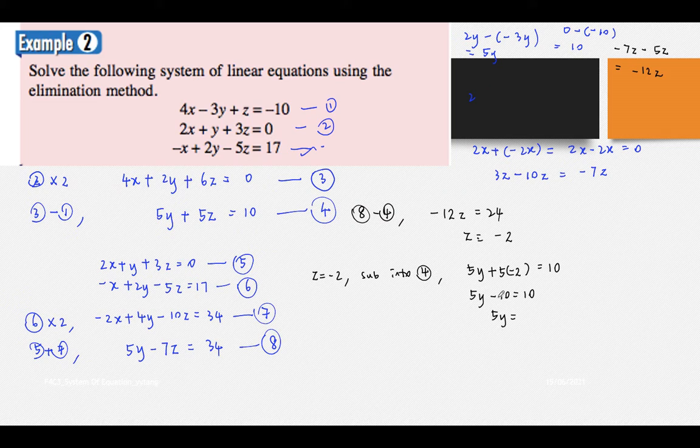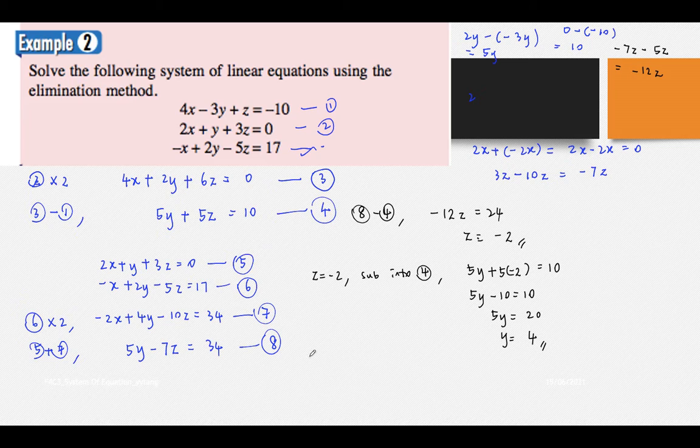5y, 10 ni tolak pergi sana jadi tambah. 10 tambah 10, 20. y sama dengan 20 bahagi 5 dapat 4. Okay. So sekarang sudah dapat y dan z. Boleh cari x tak? You boleh substitute mana-mana equation dalam. Okay, you can substitute into either one.